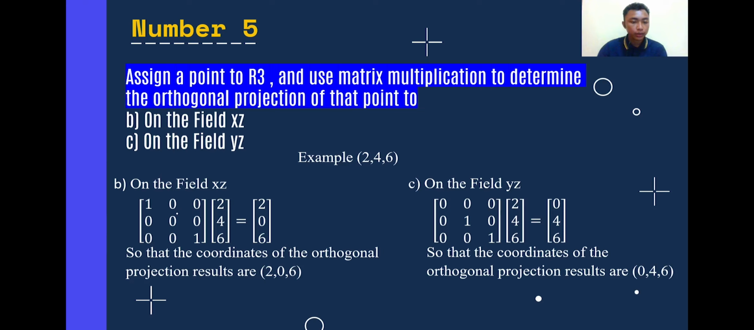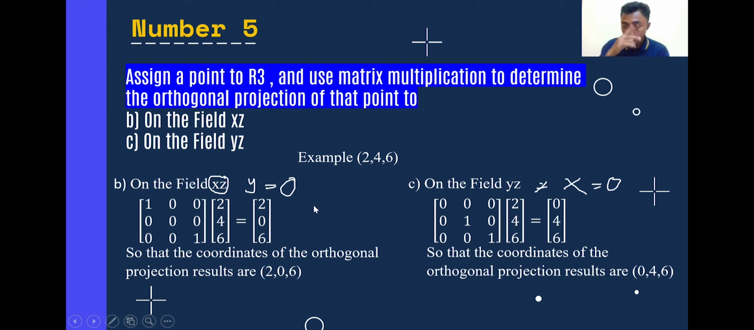Maybe why the formula is 1 0 0 0 0 0 0 0 1, because this is the xz plane, so we make the value y equal 0, and in the yz plane we make x become 0.